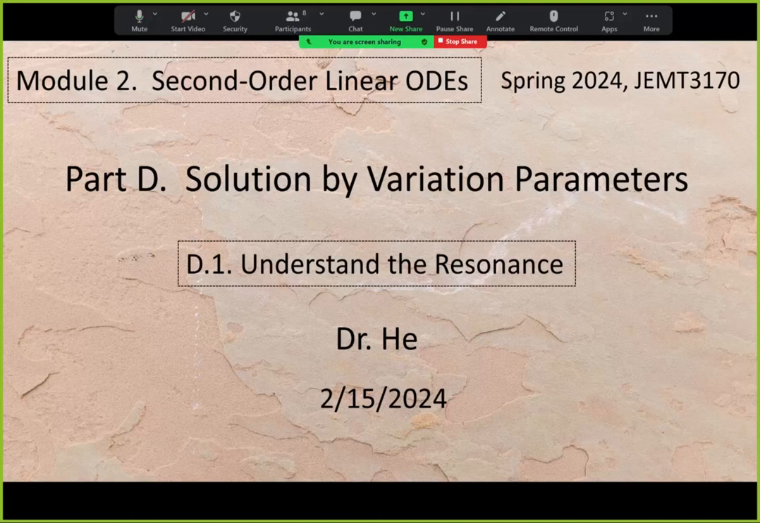First one, that resonance problem, to understand the resonance. I want to do the calculation to show you why it causes some big problem, because for engineers, it's an important consideration. When you solve real-world problems, you have to consider this.